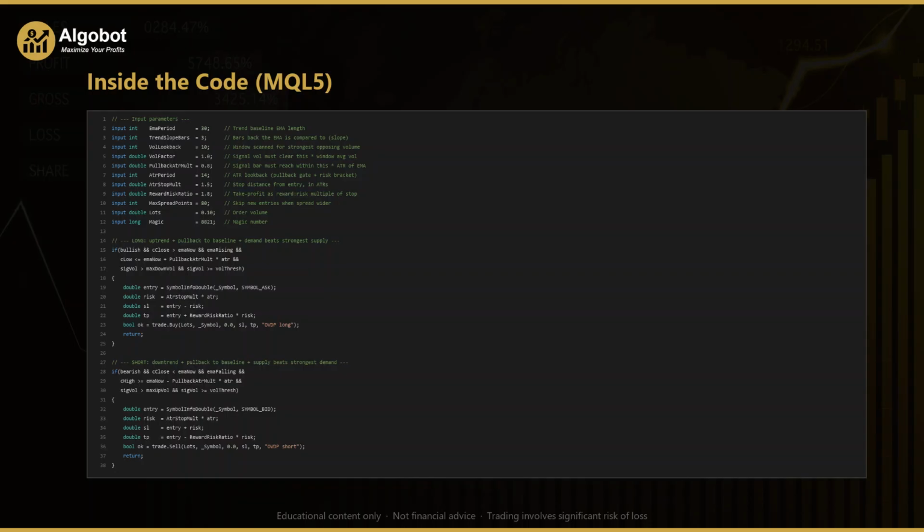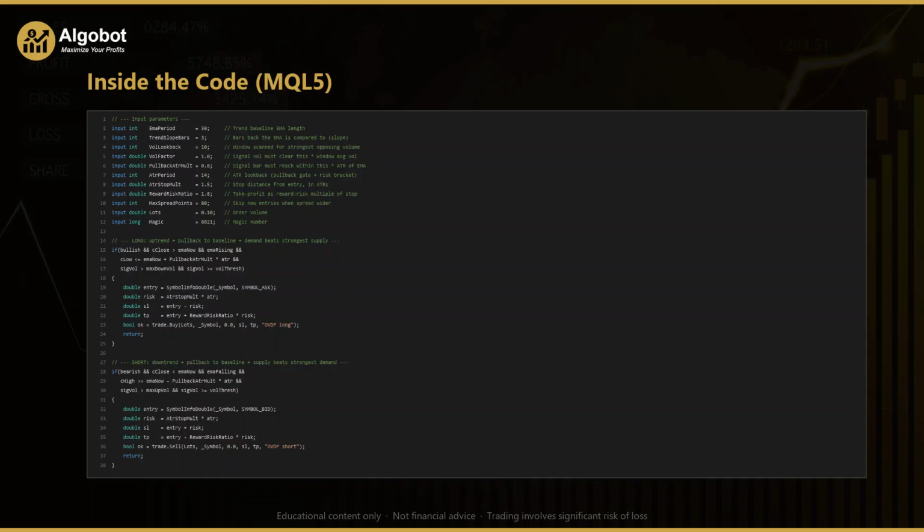Below the inputs is the long block. Read the condition out loud with me. The bar is bullish, its close is above the moving average. The average is rising. Its low has pulled back within the pullback multiple times the average true range of the average, and its tick volume exceeds both the strongest downbar volume and the volume threshold.